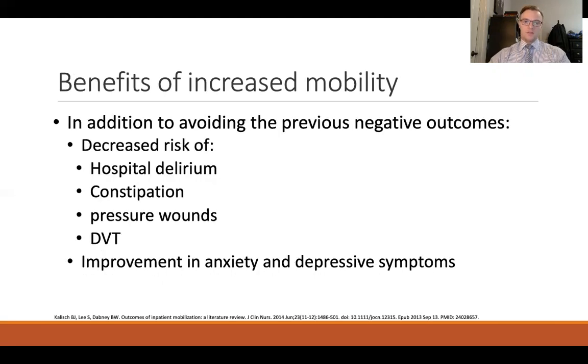What about the benefits of increased mobility? Well, in addition to avoiding the previously mentioned negative outcomes, there's also a decreased risk of hospital delirium, constipation, pressure wounds, and DVT, as well as an improvement in anxiety and depressive symptoms.